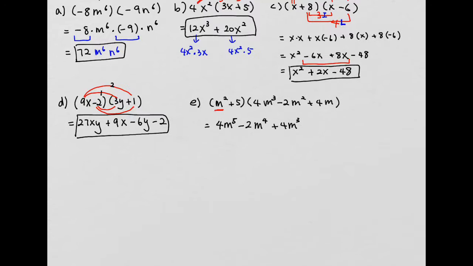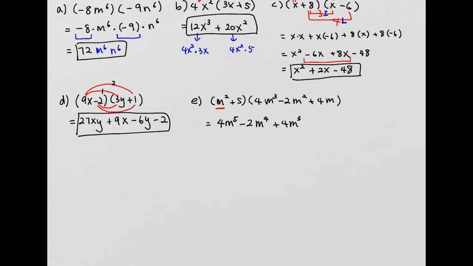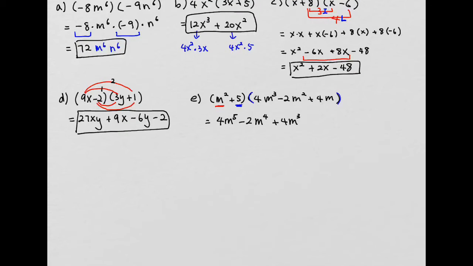So I'm done multiplying m squared. Now I'm going to multiply 5 to this trinomial. Then I will get 5 times 4m cubed is plus 20m cubed. 5 times negative 2m squared is negative 10m squared. 5 times 4m is positive 20m.